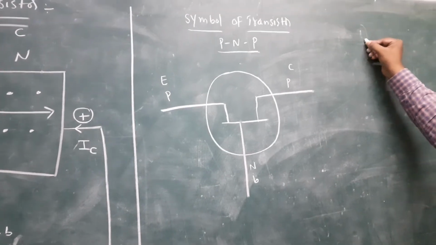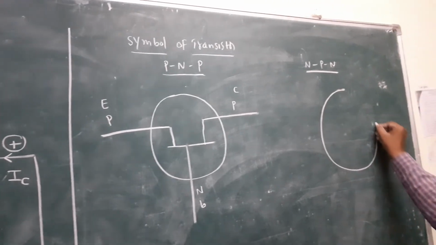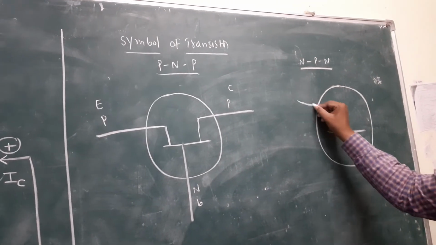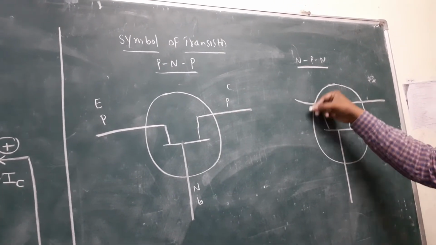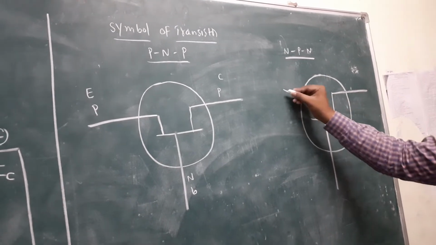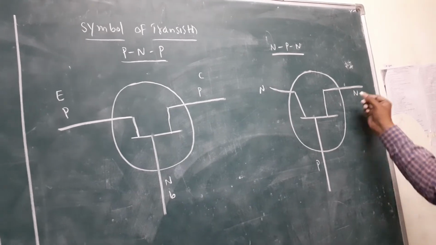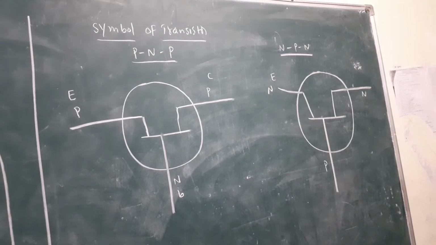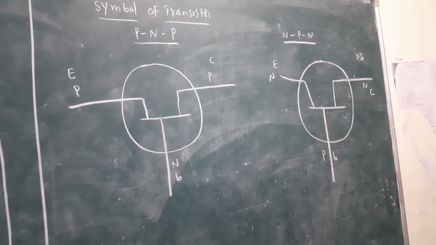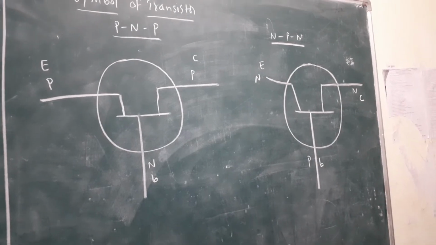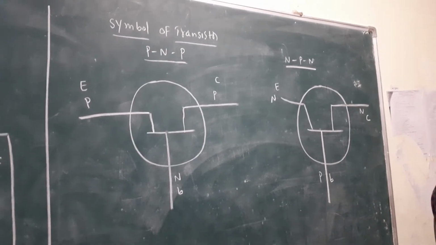Next, I discuss the NPN transistor. Look here, a circle, and here the base. First terminal N, second terminal P, third terminal N. This is called emitter. This is called base. This is called collector. Emitter, base, collector. Both the diagrams are the same, with a small difference.